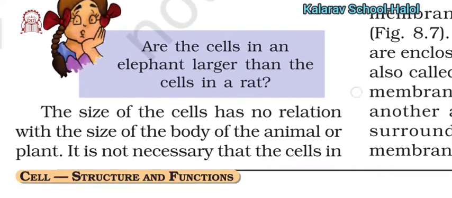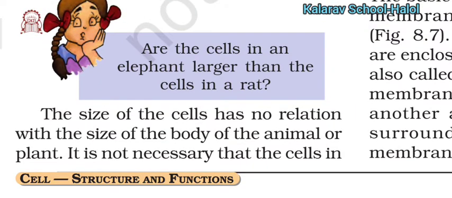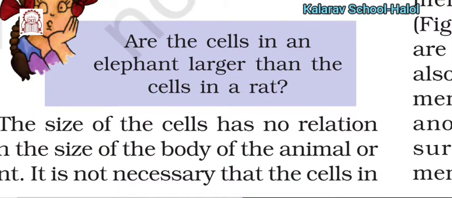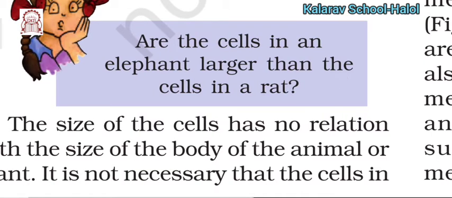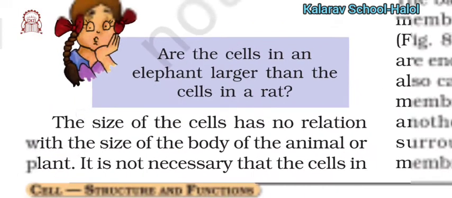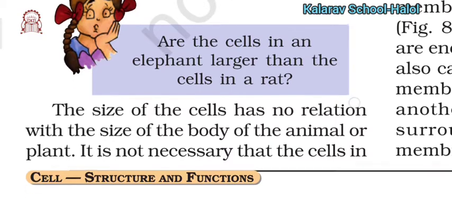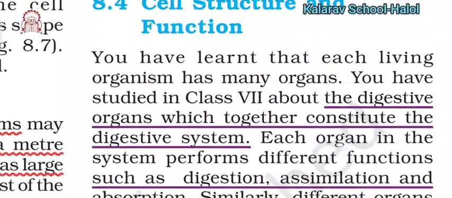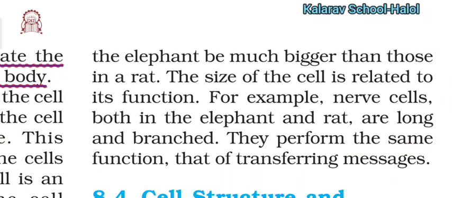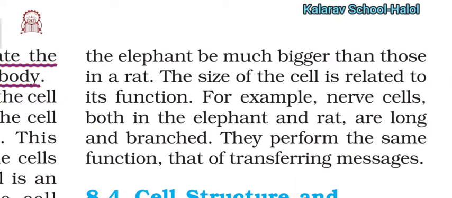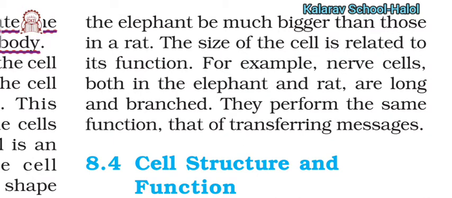The size of cells has no relation with the size of the body. Here you can see the question: are the cells in an elephant larger than the cells in a rat? The answer is that there is no relation between the size of the body of the animal or the plant and the size of the cell. The size of the cell is related to its function. Nerve cells in both elephant and rat are long and branched, so they perform the same function. The rat is smaller in size, the elephant is bigger, but the size of the nerve cell in both is the same.